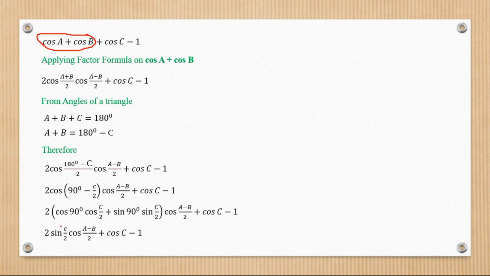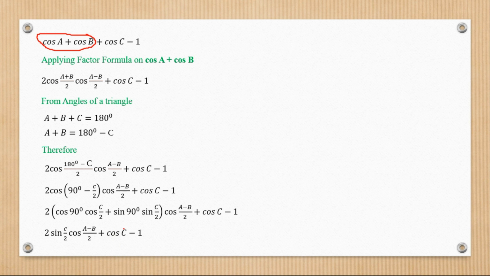Now we can see that we've actually proven one side of the equation. We now have a sine C over 2, which is in our final proof. So we're going to leave this as it is. We've dealt with this. The next step is we're going to deal with this C here. Just make sure to remember the steps that I'm following. So this is dealt with.